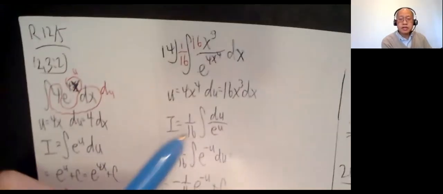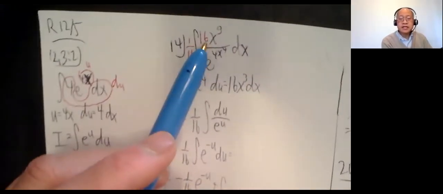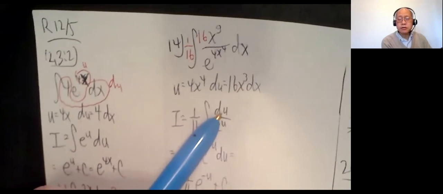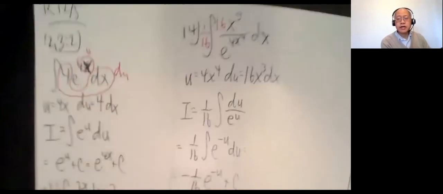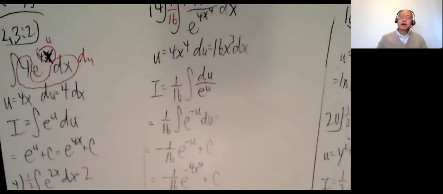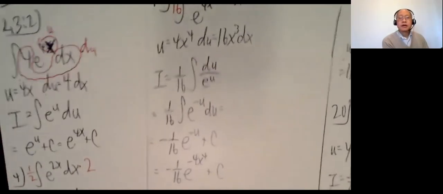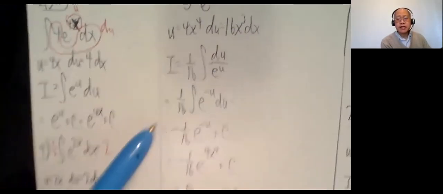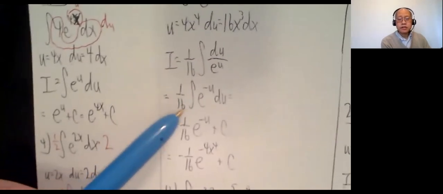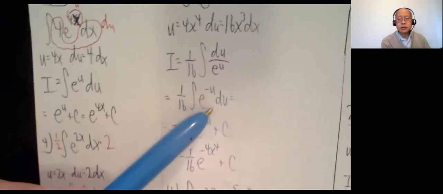All right, so I have 1/16. 16x cubed dx is my du. E to the 4x to the 4th is now e to the u. Okay, but I can't integrate it like that. I need the e to be upstairs. So we just write it as a negative exponent. So 1/16 e to the negative u du.